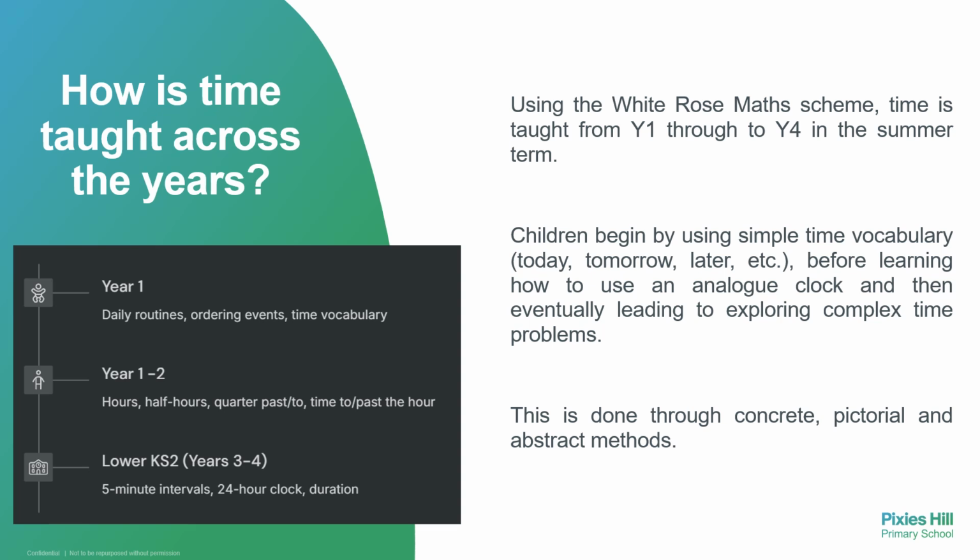In Year 1 and 2, they learn a bit more where they look at o'clock, half past, quarter past and quarter to, and past the hour. When we get to lower Key Stage 2, there's a bit more in depth where we look at 5-minute intervals on a clock, the 24-hour clock, and things like duration. As with all other areas that we have in our White Rose Maths scheme, this is done through concrete, pictorial, and abstract methods.